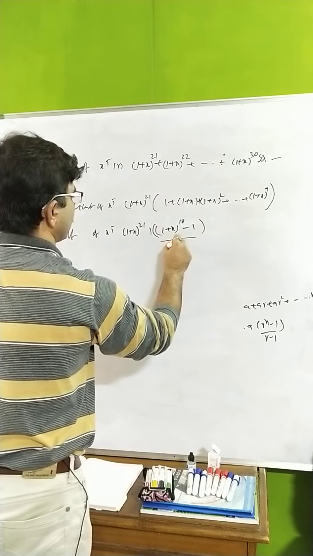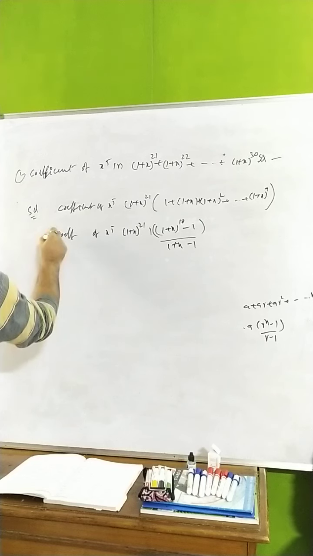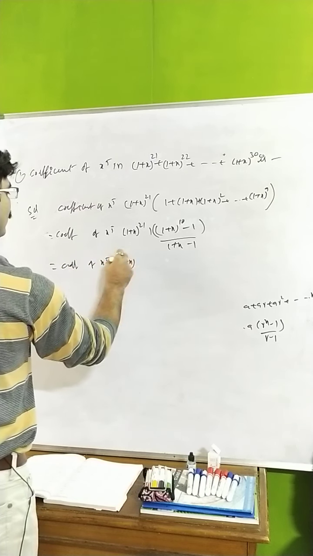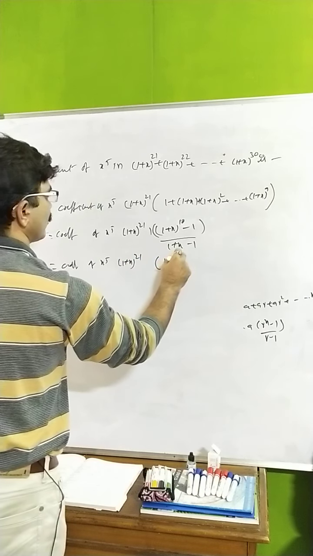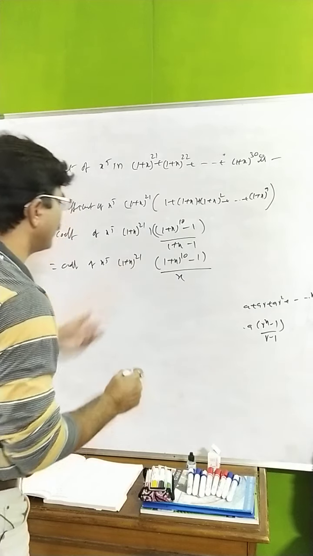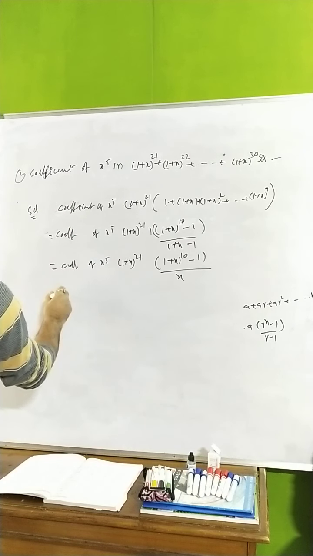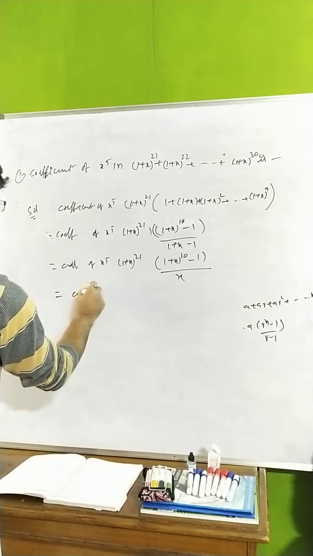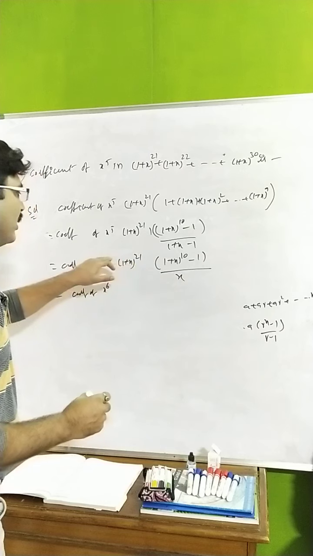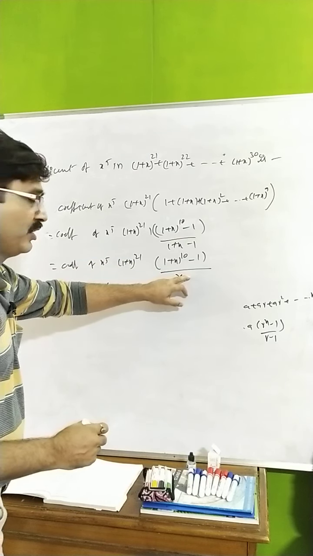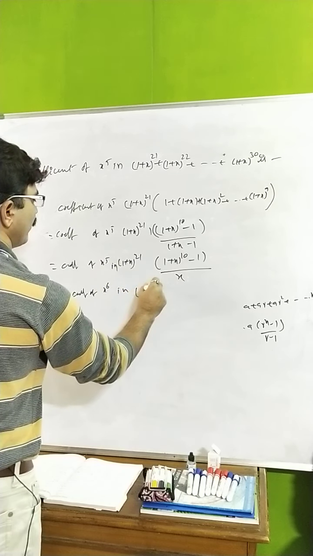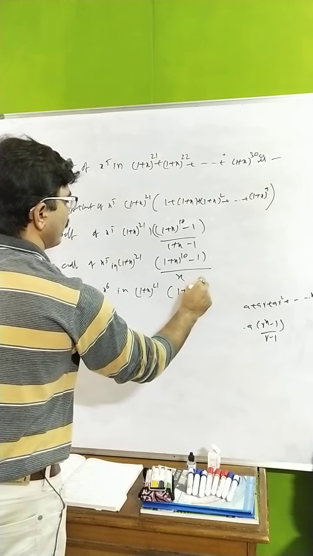It can be written like this: (1 plus x) to the power of 10 minus 1, divided by (1 plus x minus 1). Now in this one, the coefficient of x to the power of 5 in (1 plus x) to the power of 21 times ((1 plus x) to the power of 10 minus 1) divided by x. So you have to find the coefficient of x to the power of 6. You raise the power by 1 because x is in the denominator. So it is in (1 plus x) to the power of 21 and (1 plus x) to the power of 10 minus 1.